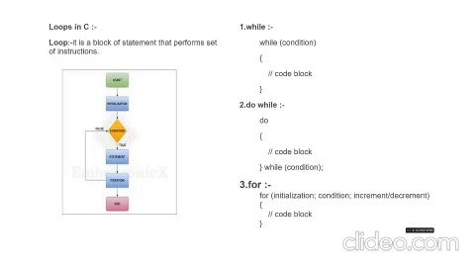Loops in C language. A loop is a block of statements that performs a set of instructions. It iterates the block of code multiple times until the condition fails. These are the three types of loops: while loop, do while loop, for loop. While loop is an entry control loop. First, it will check the condition, then it will execute the code. Do while loop is an exit control loop. First, it will do the operation, then it will check the condition. For loop is also an exit control loop.